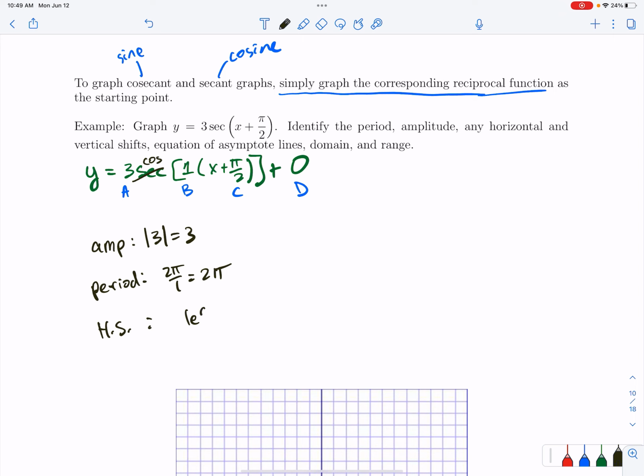This is going to be left pi over 2 units. And remember, make sure we say left or right. And then there's no vertical shift because the d value is 0. So we say none here.